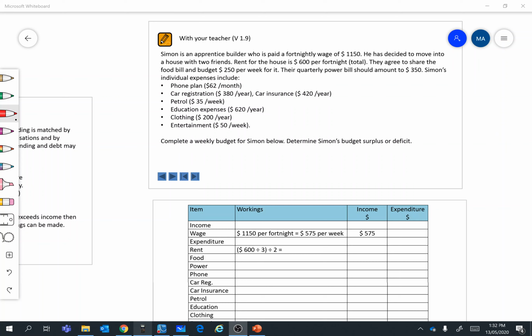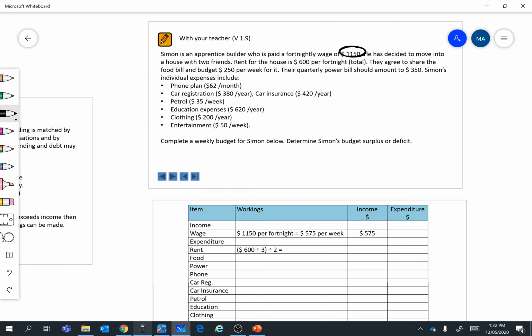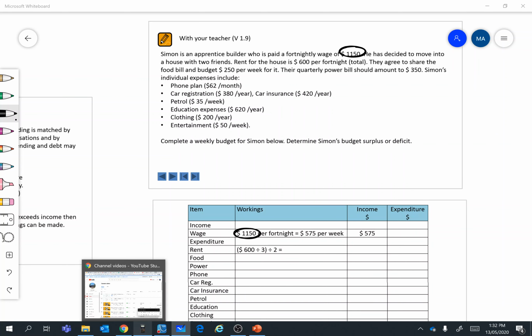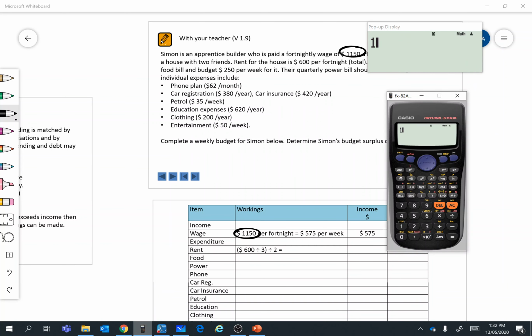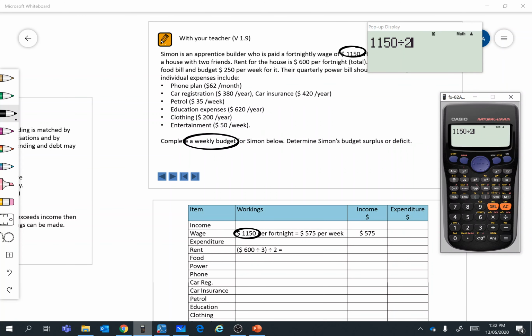So for starters, we can see that Simon earns a wage of $1,150 per fortnight. You can see that information has been transferred to here, and it's been divided by 2. That's because we want to adjust this to be a weekly budget, right? There are 2 weeks in a fortnight, so we divide by 2 to make that a weekly wage of $575.